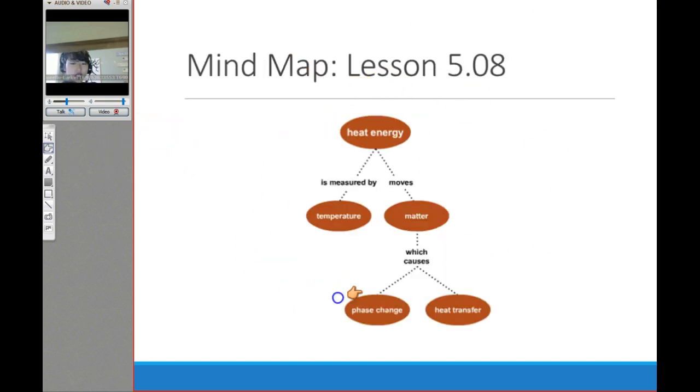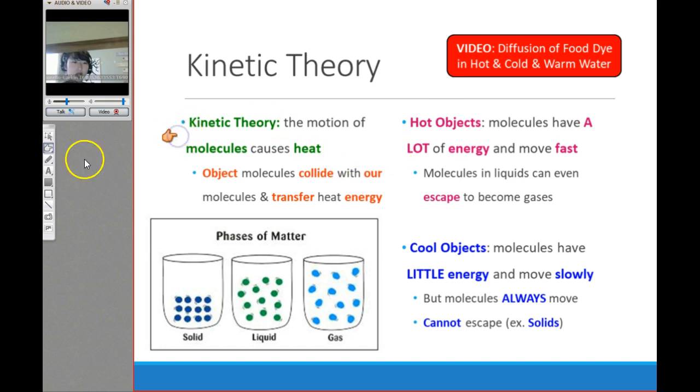So heat energy is measured by temperature. It moves matter, which causes phase changes and heat transfer. So let's go ahead and talk a little bit about that.